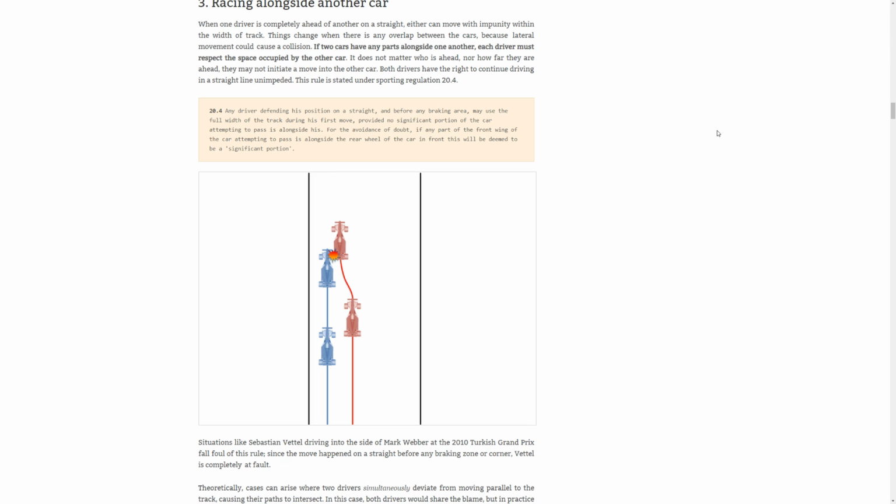And it says this is stated under Sporting Regulation 20.4, where it says any driver defending his position on a straight and before any braking area may use the full width of the track during his first move, provided there's no significant portion of the car attempting to pass alongside his. For the avoidance of doubt, if any part of the front wing of the car attempting to pass is alongside the rear wheel of the car in front, this will be deemed to be a significant portion.